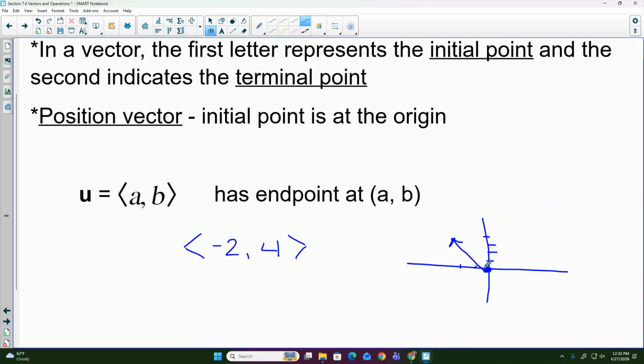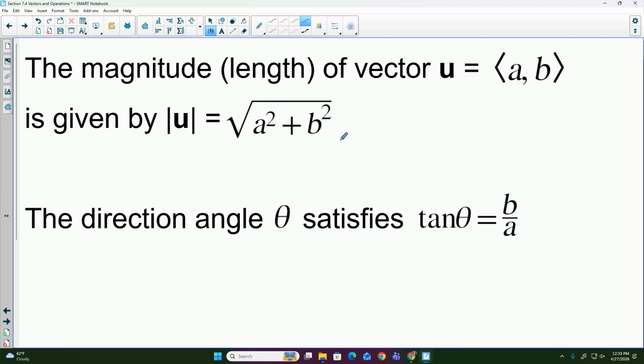Magnitude is the length of this. Now really, you could think of it as a triangle and do a squared plus b squared equals c squared, right? So the magnitude, or the length of a vector, looks like an absolute value here. That's the notation for the magnitude. It's just the square root of a squared plus b squared. It's just if you were solving the Pythagorean theorem for side c.